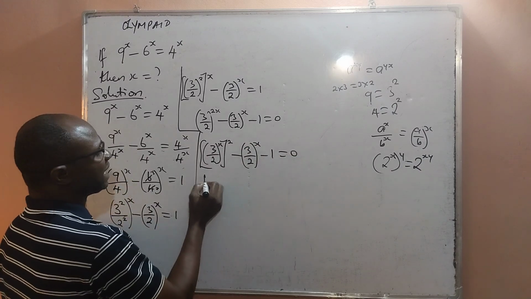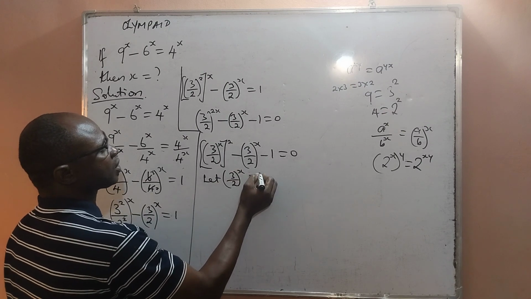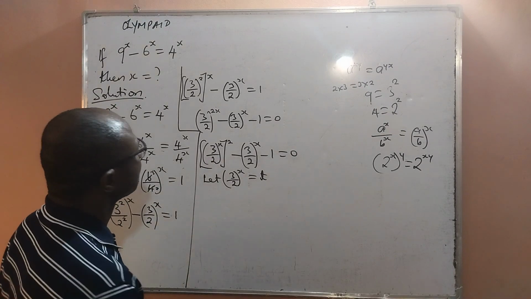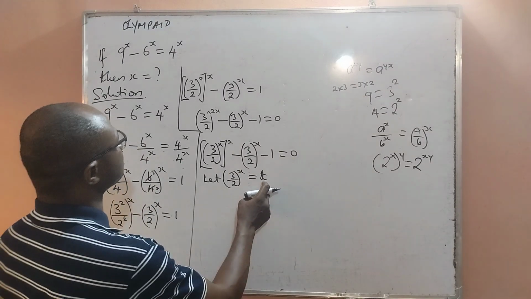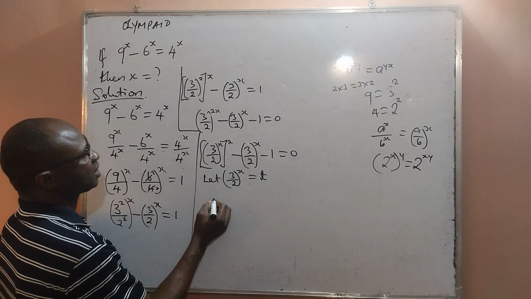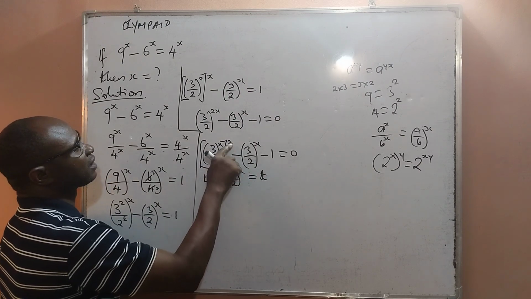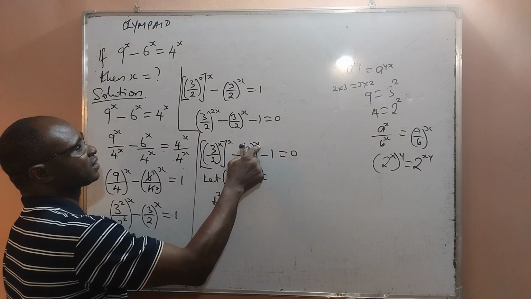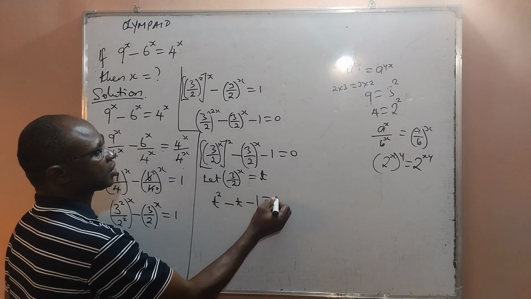equal to 0. Let 3 all over 2 raised to power x be equal to, let's say, t. Very good. What does this mean? Anywhere I see 3 divided by 2 raised to power x, I will replace it with t, letter t. I will do the same thing here, which is 3 over 2 raised to power x will now be written as t, then raised to power 2. Minus 3 over 2 raised to power x will also be t. Then minus 1 equal to 0.